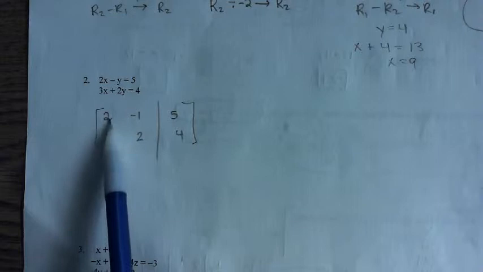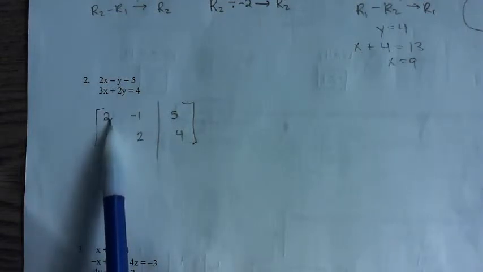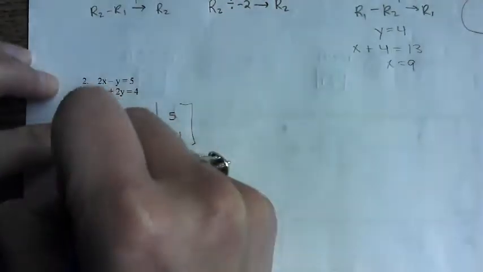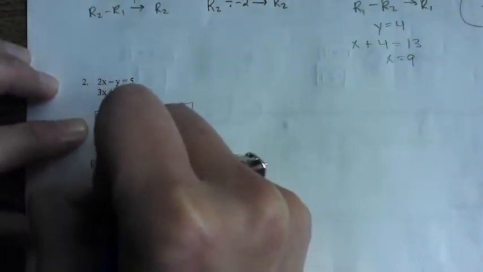So which of these numbers on the left should we attack first? The top left 2, right? It needs to be a 1. So we divide it all by 2. Row 1 divided by 2 is going to be your new row 1.